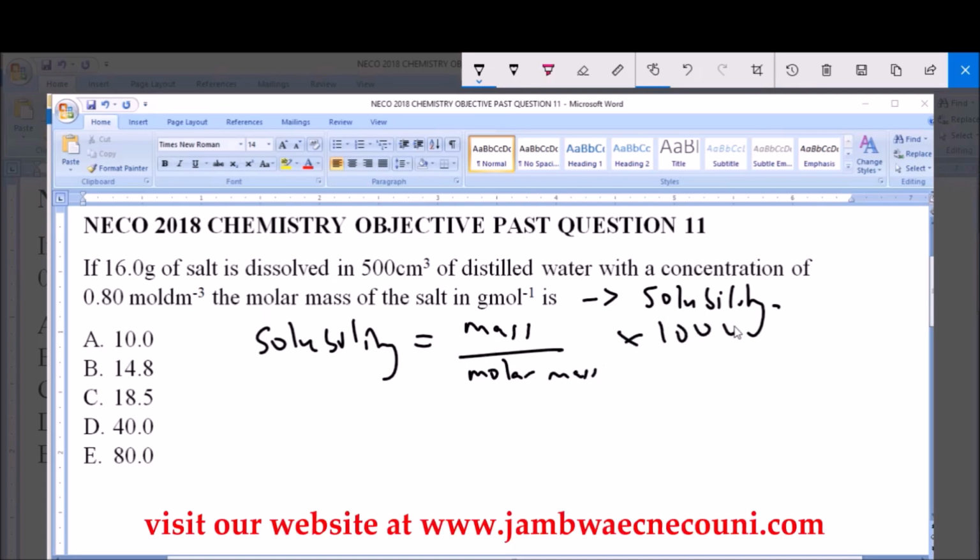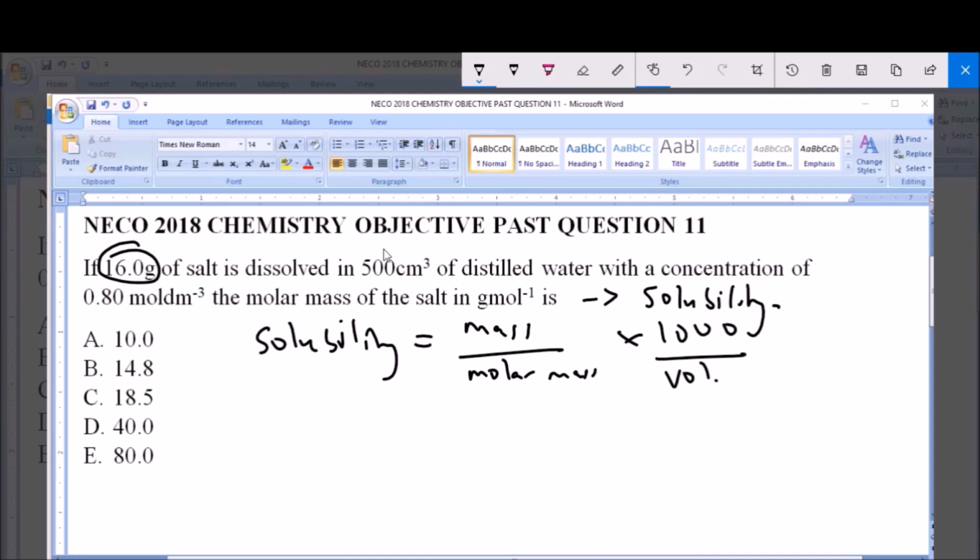times 1000 over volume. So here we are given the mass of the salt, we are given the volume of solvent, the volume of distilled water, and we are given this concentration, which is the solubility. Solubility is measured in moles per dm³. So this is the solubility. Now we are asked to find the molar mass of this particular 16.0 grams of salt. So what we need to do is to substitute and then make the molar mass the subject of the formula, and we get our answer.